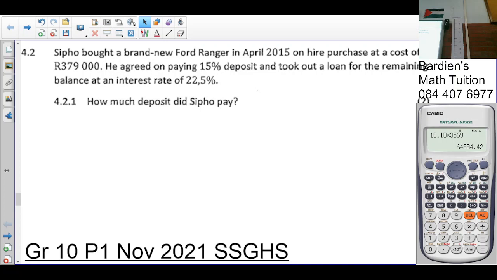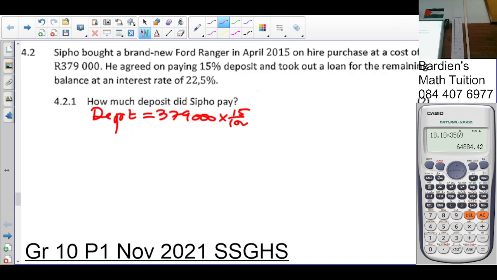Here we are told that Sipho bought a brand new Ford Ranger in April 2015 on hire purchase at the cost of 379,000. He agrees to pay a 15% deposit and took out the loan on the remaining balance at an interest rate of 22.5%. How much deposit did Sipho pay?